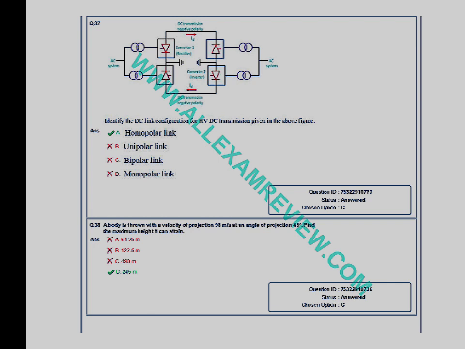Question number 38. A body is thrown with a velocity of projection of 98 meter per second at an angle of projection of 45 degree. Find the maximum height it can attain, 245 meter. Okay. You solve that.